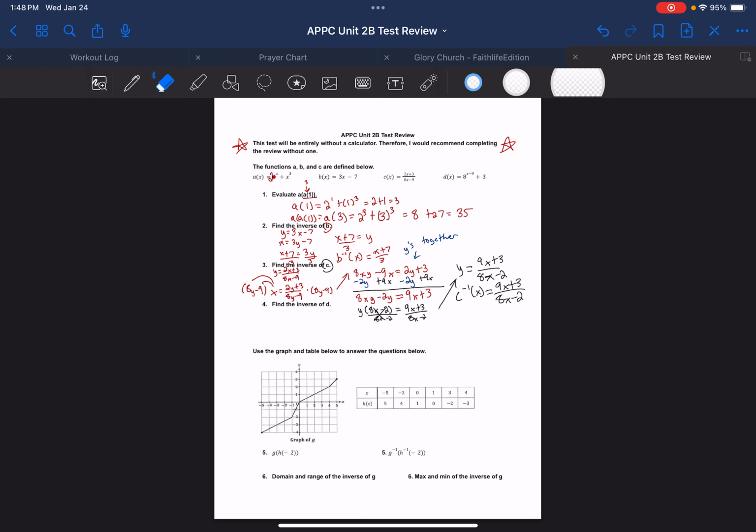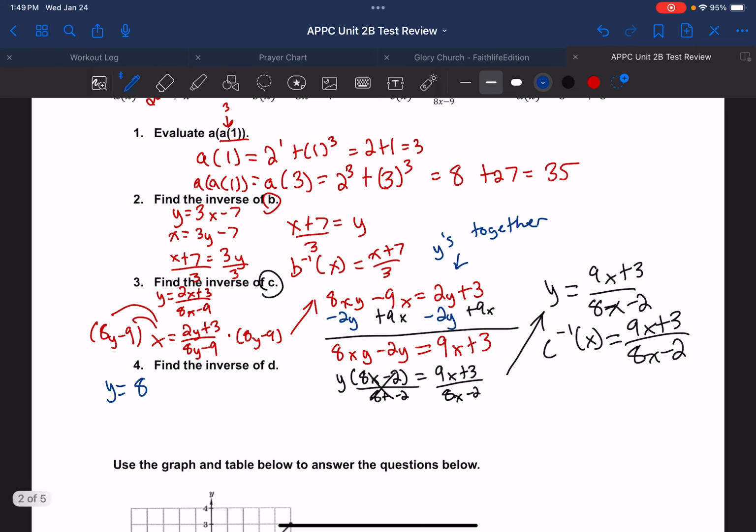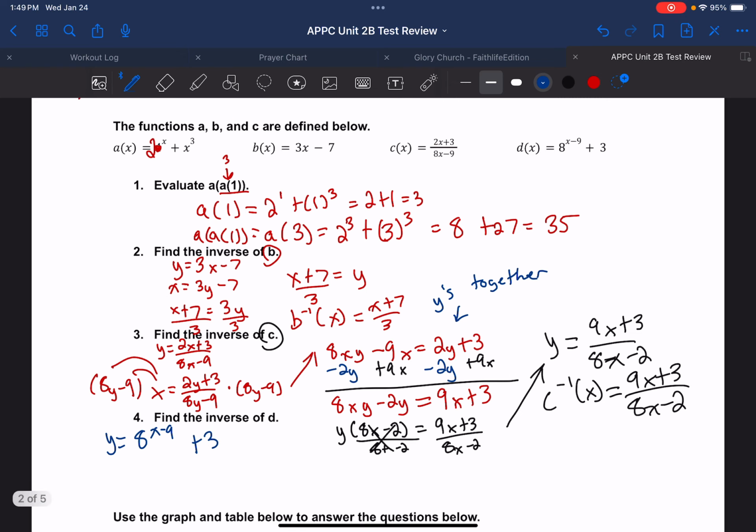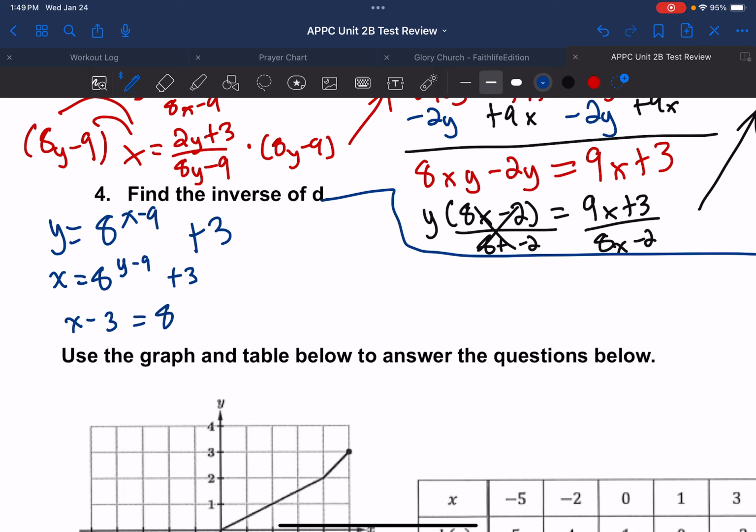Then we want to find the inverse of d. So let's rewrite that. Let's rewrite d with y. So y equals 8 to the x minus 9 plus 3. Okay, let me zoom in a bit. Let me draw this line to separate this out. So I've got, switch the variables. I'm going to minus 3 on both sides and get x minus 3 equals 8 to the y minus 9.